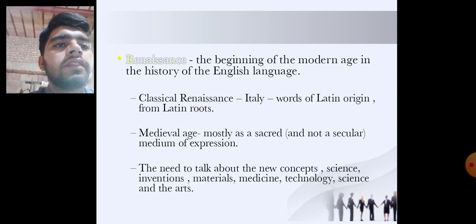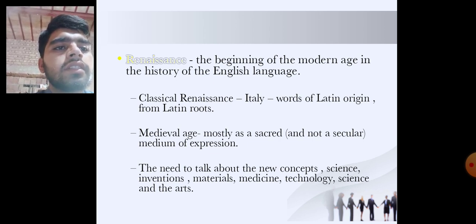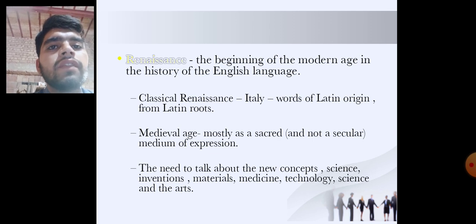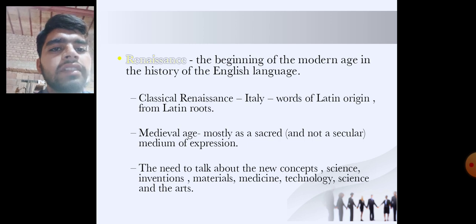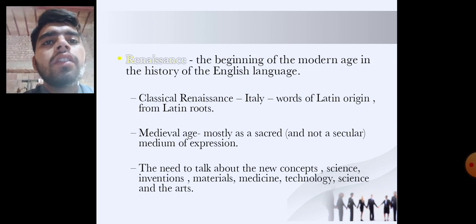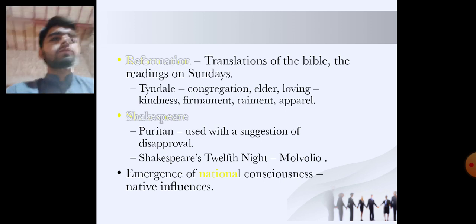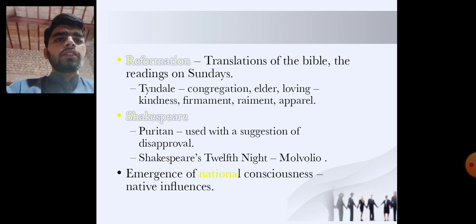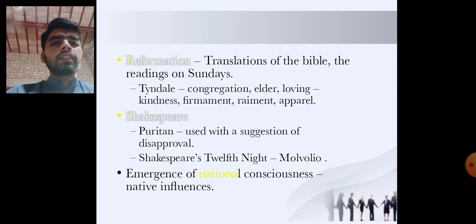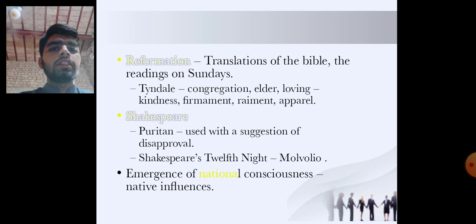Classical Renaissance. Italy. Words of Latin origin, from Latin roots. In the medieval age, knowledge was mostly scattered in a lot of secular media of expression. There was a need to talk about new concepts in science, invention, materials, medicine, technology, and art. Reformation. Translation of the Bible, read on Sundays. Tyndale gave words like congregation, elder, loving-kindness, firmament, remind, appeal.